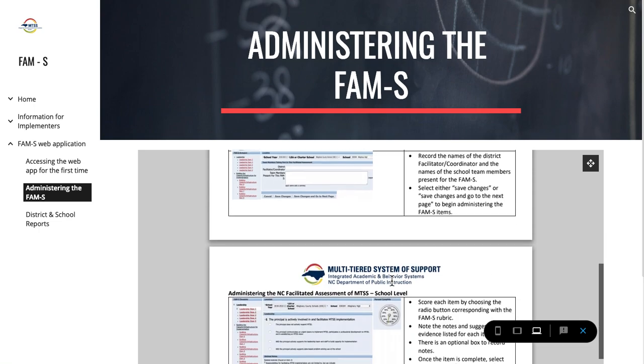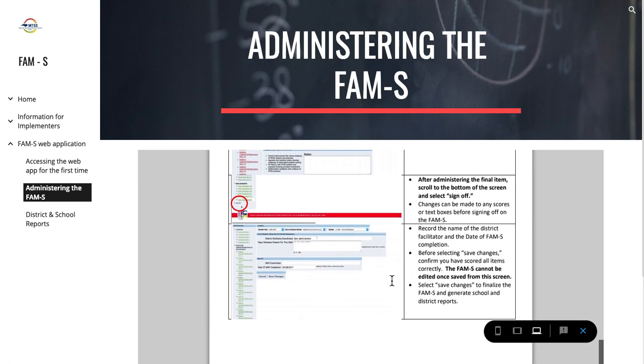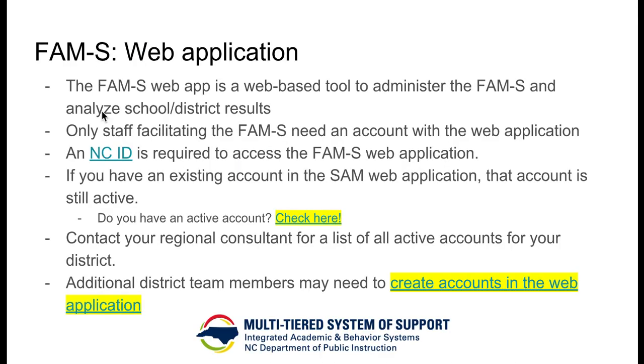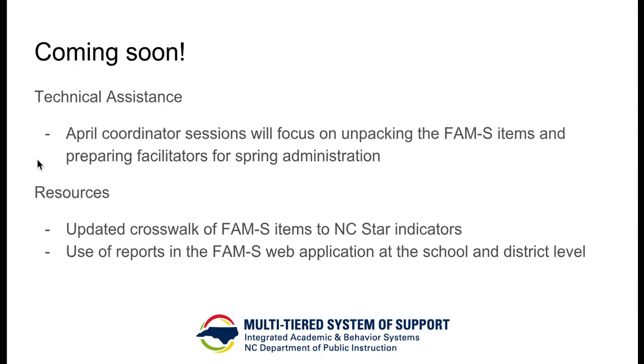And notes about the finalizing of the scoring is right here. So you'll administer that final item, you'll go to the bottom of the screen and select sign off. And once you've done that, you can't change any scores. So you might want to just review your scoring before you click on that sign off item.